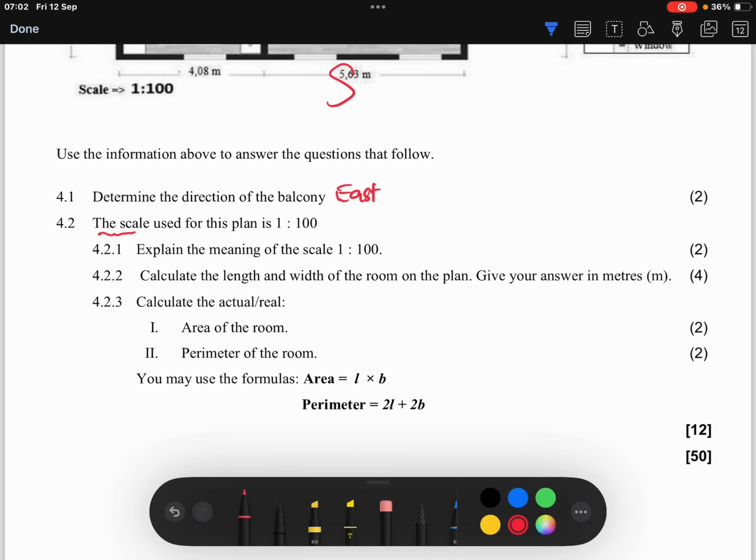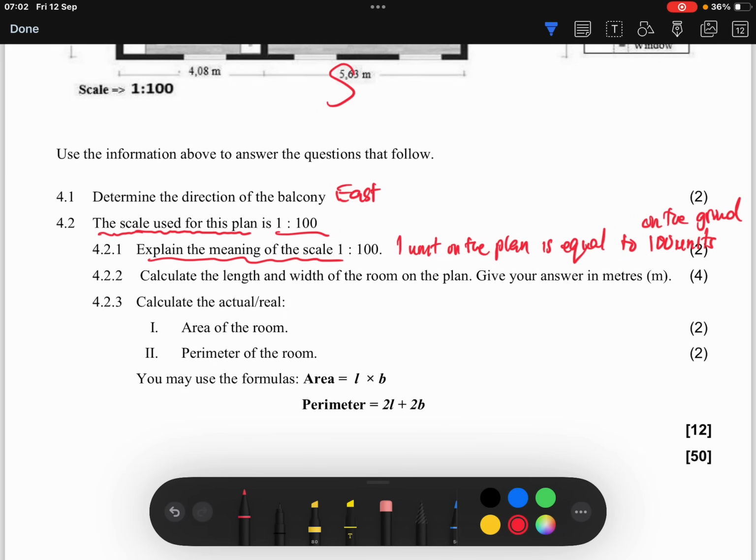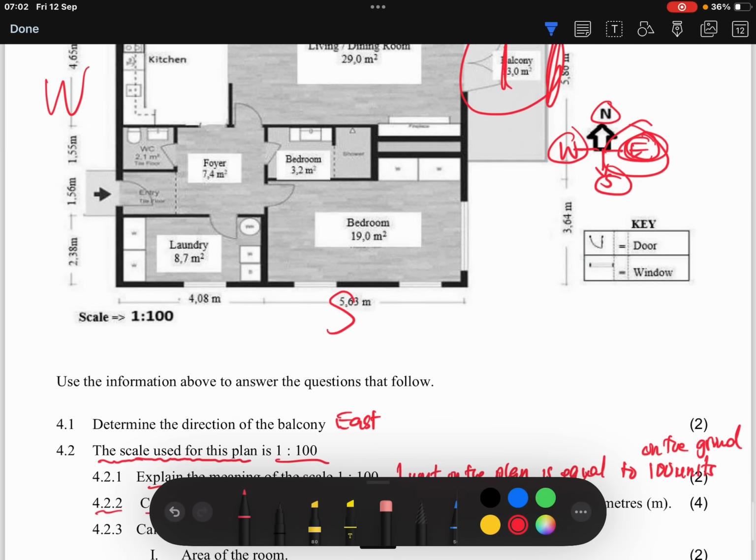It says in 4.2, the scale used for the plan is 1:100. Explain the term 1:100. 1:100, guys, simply means 1 unit on the plan is equal to 100 units on the ground. That's what it means. Now 4.2.2, it says calculate the length and the width of the room on the plan, right, guys?